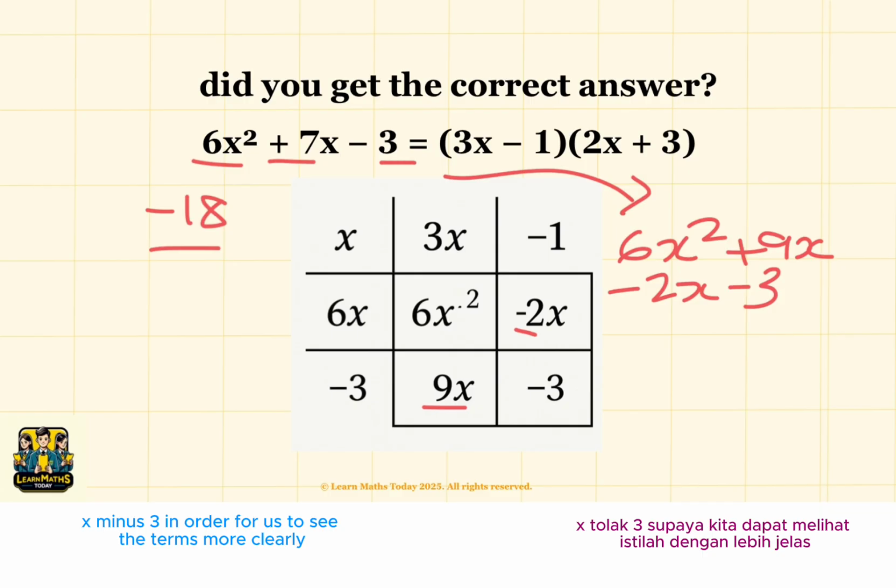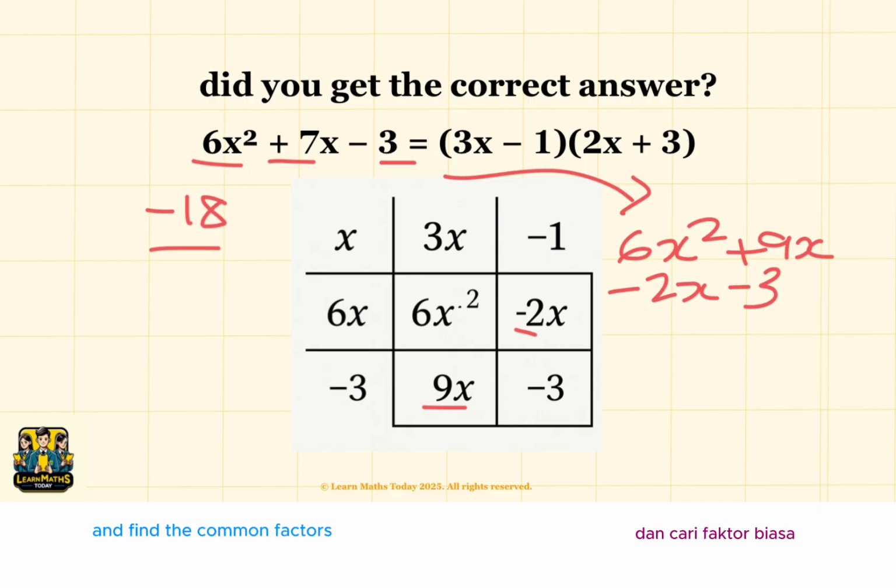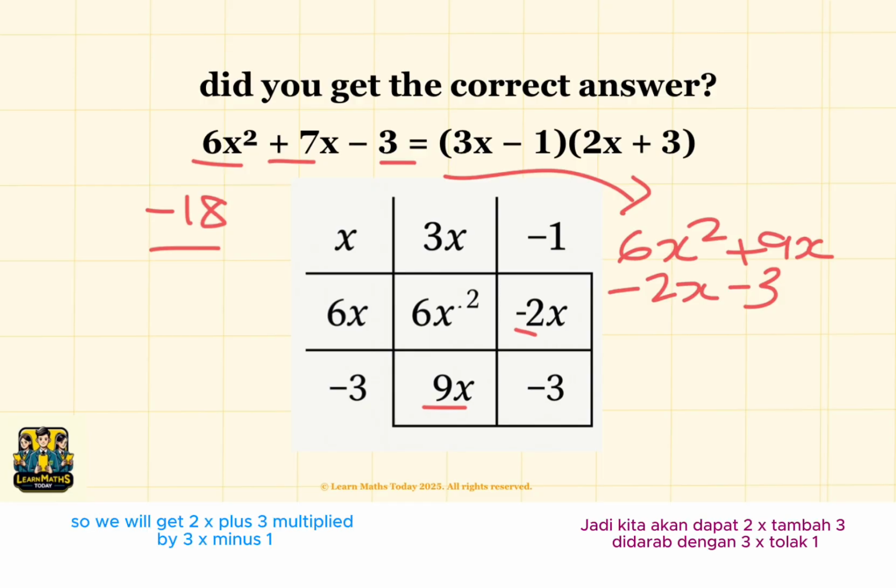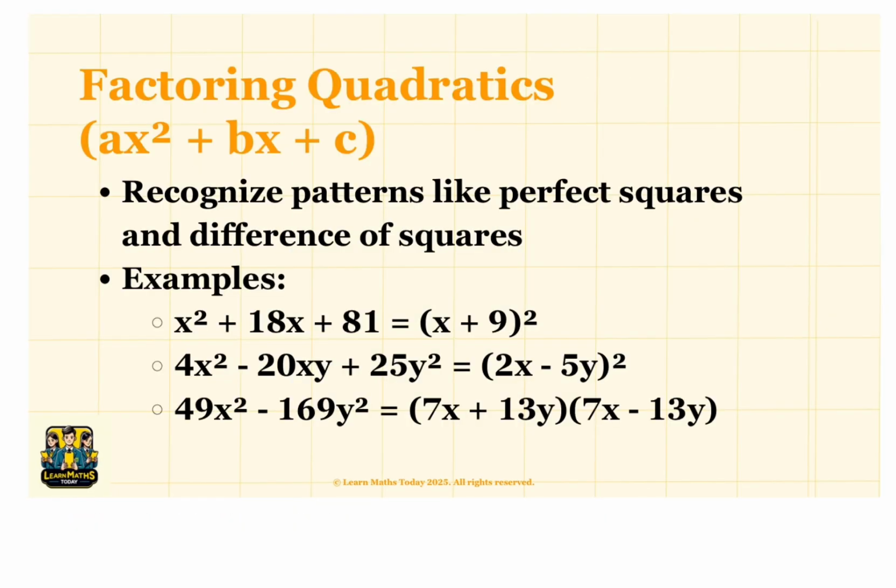terms more clearly. We then draw a box with those four terms and find the common factors across the rows and columns. The common bracket is 2x plus 3 and the outer factors are 3x minus 1. So we will get 2x plus 3 multiplied by 3x minus 1.